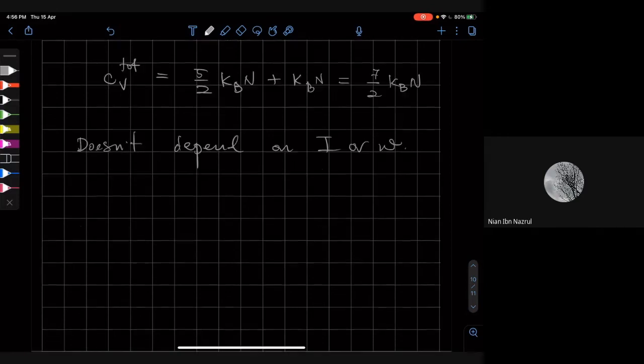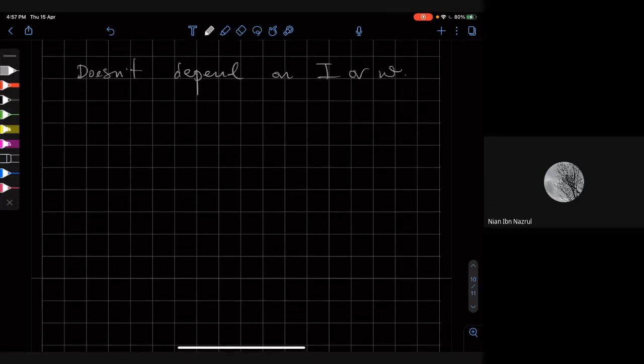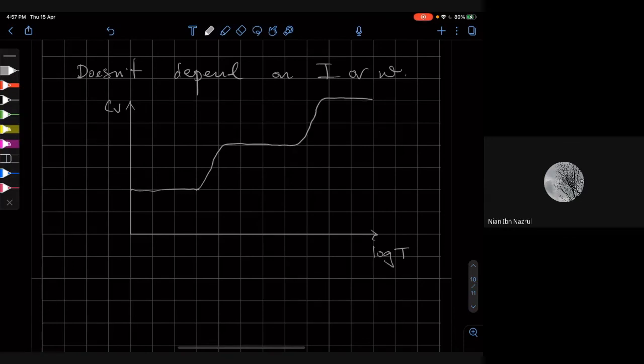The other comment is that this result is actually only valid at very high temperatures. In the 19th century, when people did the experiment and compared it to this calculation, they found that this was not valid. If you plot CV as a function of the log of the temperature, it goes like this, and then it increases, and it's only over here that the value is 7/2.